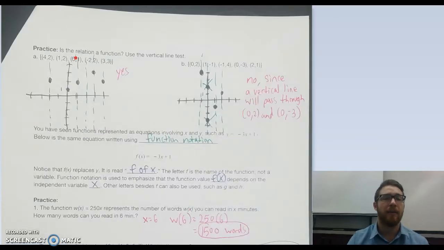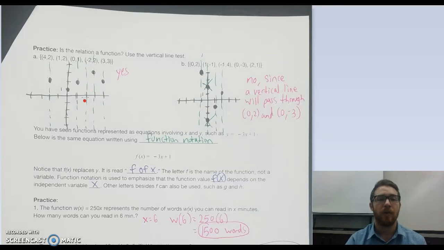If I'm using that to test if the relation is a function, when it says to use the vertical line test, that just means I need to put it into a graph. So I graph (4, 2), (1, 2), (0, 1), (-2, 2), and (3, 3), making sure I have all my points in the right place. Then vertical line test means I draw vertical lines through all the points, and I can see that at no point does a vertical line hit more than one point, so that passes my vertical line test. That will be a function.